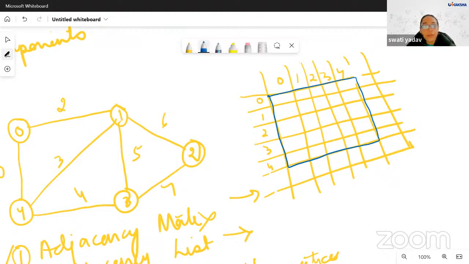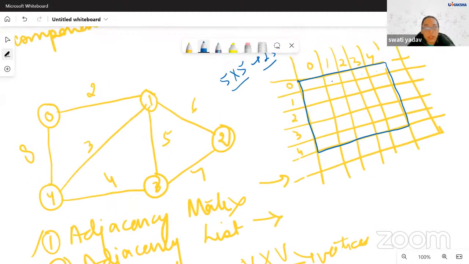So these are 5 vertices, so it would be 5 into 5, 25 cells. Now you have to fill up your adjacency matrix. It only means that if there is an edge, there will be 1. If there is no edge, there will be no 1. Starting from 0 to 0, is there any edge from 0 to 0? If there was an edge, it would be marked, but there is no edge, so nothing there.